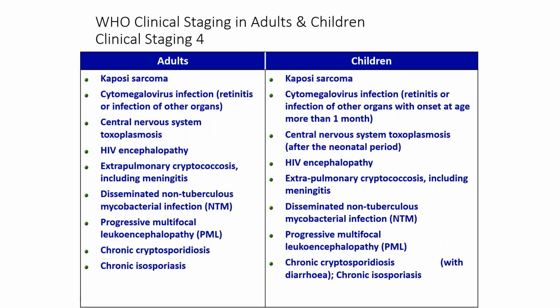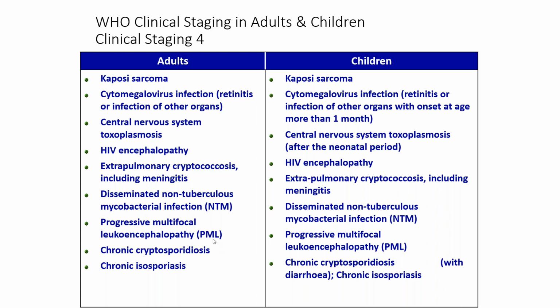Many other serious infections which you would have heard about but not seen, like Kaposi sarcoma, CMV or cytomegalovirus infections, central nervous system toxoplasmosis, HIV-related encephalopathy, severe cryptococcosis including cryptococcal meningitis. It is a yeast which gives rise to chronic meningitis. Disseminated non-tuberculous mycobacteria, NTMs, like Mycobacterium kansasii or Mycobacterium abscessus, will also be WHO clinical stage 4.